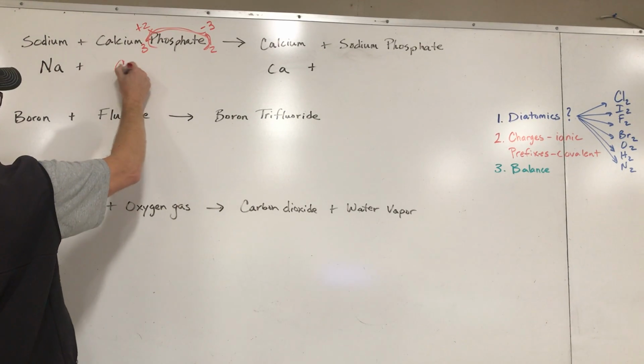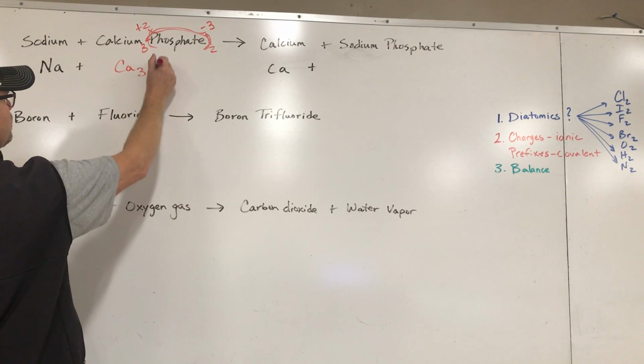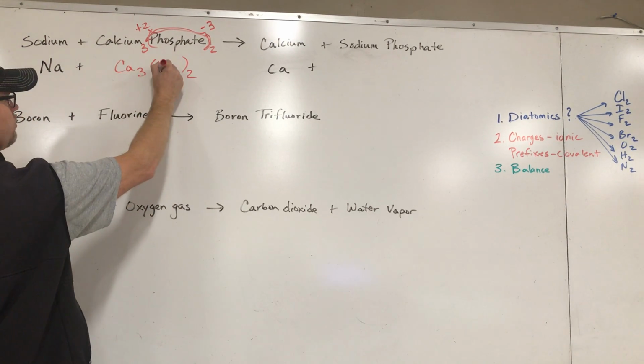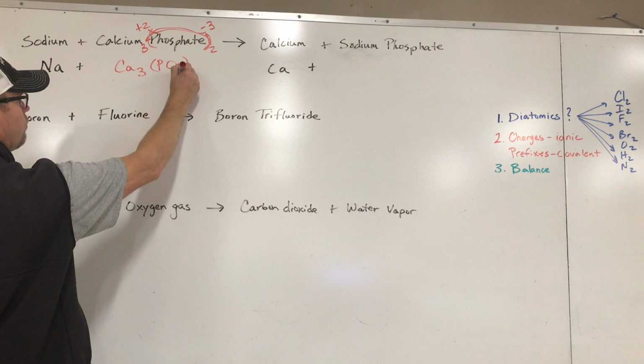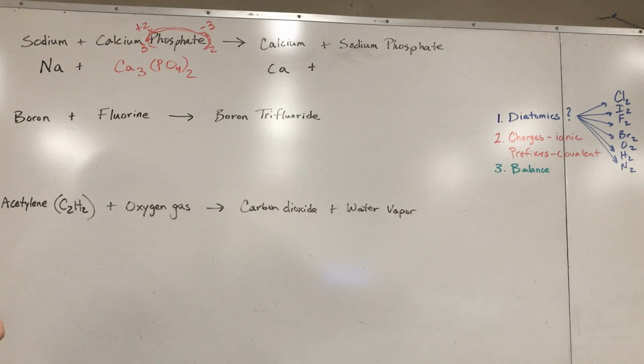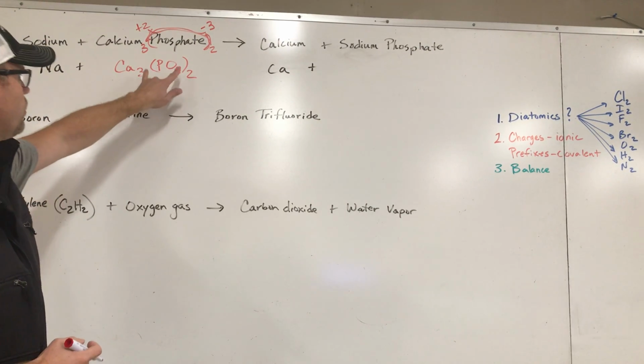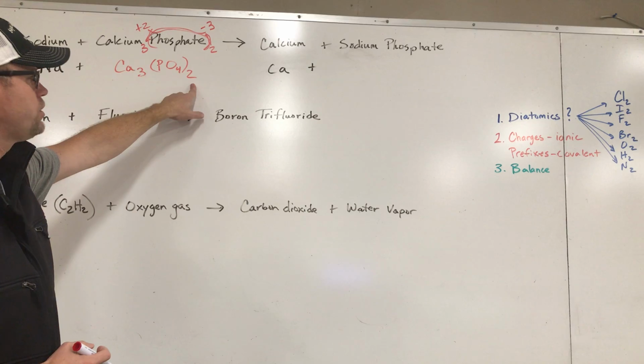So I'm going to write 3 calciums, 2 phosphates, and then remember phosphate, when I look it up, is PO4. That's what phosphate always is. It will never change. That's what phosphate's identity is. So calcium phosphate should be Ca3, parentheses, PO4, and 2 of them.